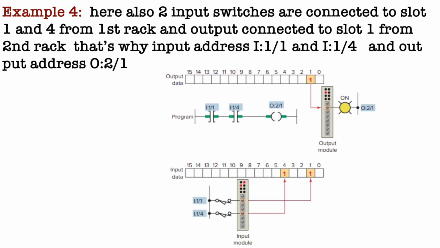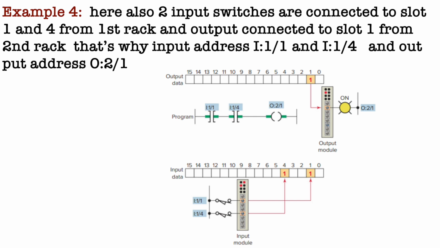Here you can clearly see in the figure there are 2 input switches, which are connected to slot 1 and slot 4 from the first rack. So what will be the addressing for the 2 inputs? It will be I:1/1, and for the second input it will be I:1/4.